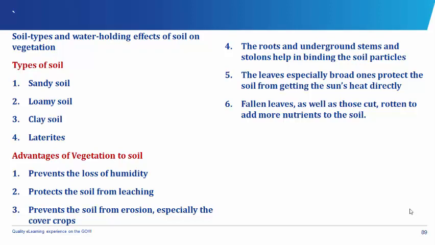5. The leaves, especially broad ones, protect the soil from getting the sun's heat directly. 6. Fallen leaves, as well as those cut, rot and add more nutrients to the soil.